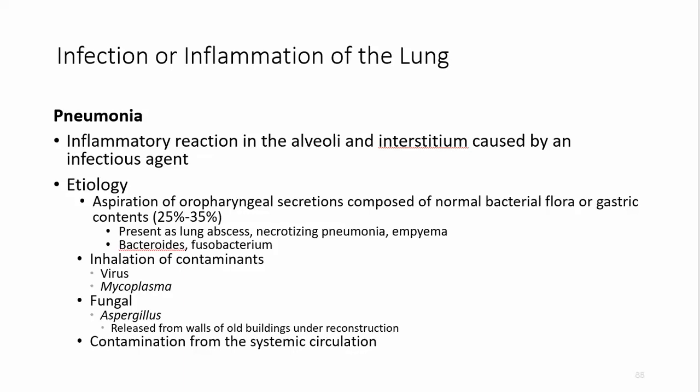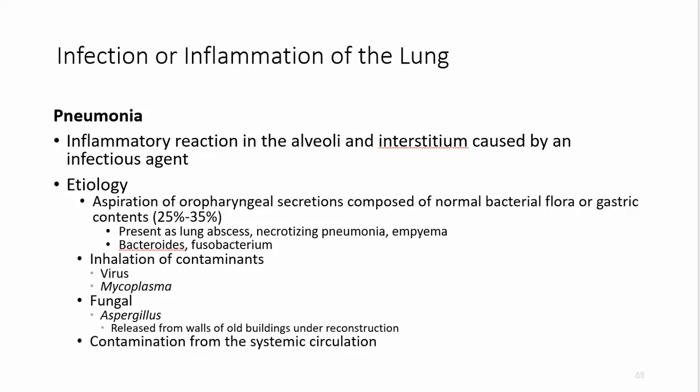So we can have inflammations of the lung. A very common thing is pneumonia. You're going to see lots of pneumonia in practice. Pneumonia is inflammation due to an infectious agent. So it could be an opportunistic thing. It could be normal bacterial flora, gastric contents, that kind of thing.